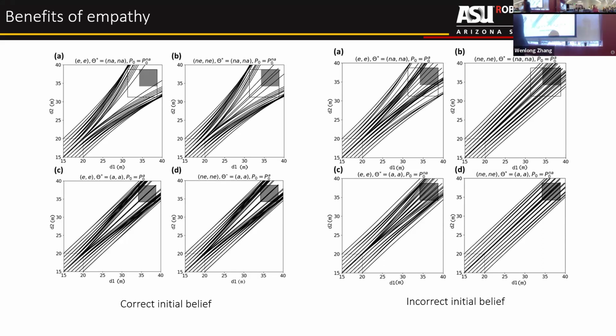So here in this one, for example, when we have EE, that just means both agents are empathetic when they're running intent inference and decision. And then this theta star is telling you what their true aggressiveness is. This is to say both agents are not aggressive and both agents are running empathetic intent inference, right?